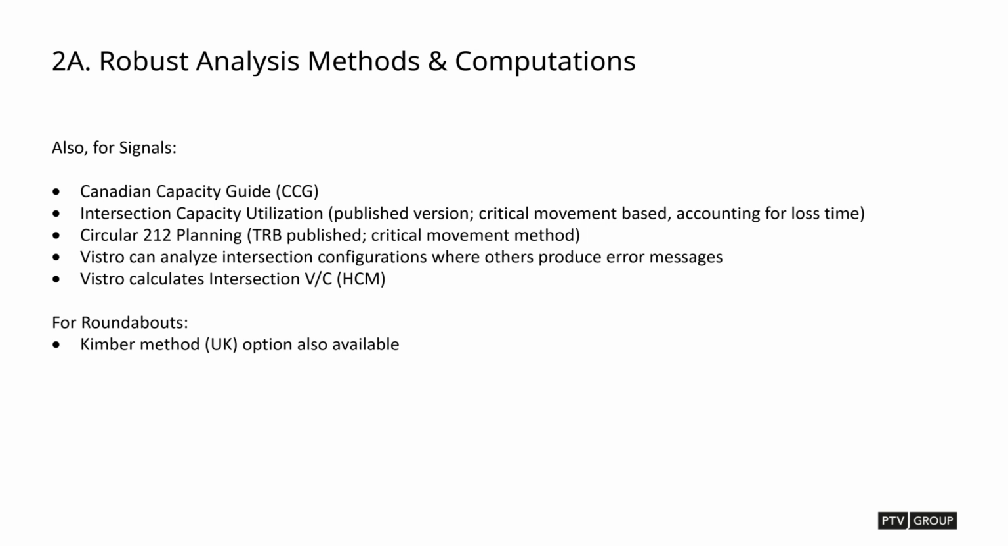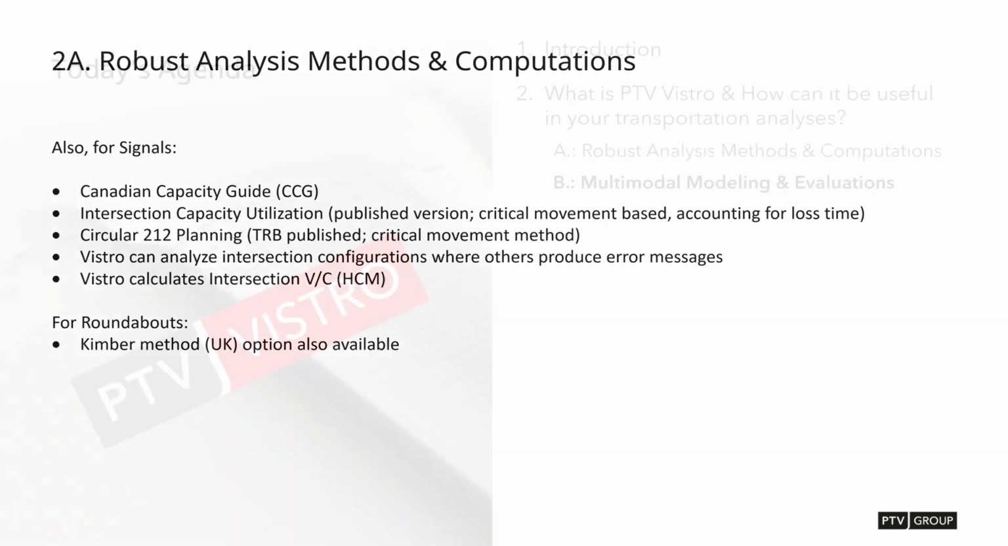That is available. If you're north of the border, we have the Canadian Capacity Guide, and if you're more planning level applications, we have 2 different ways to do that, through ICU or Circular 212. And also like to highlight, our software does what is in the HCM intersection level V over C. It's not in every software, it is in ours. And for roundabouts, you can use the HCM method, but also a Kimber method, which is a UK-based option.